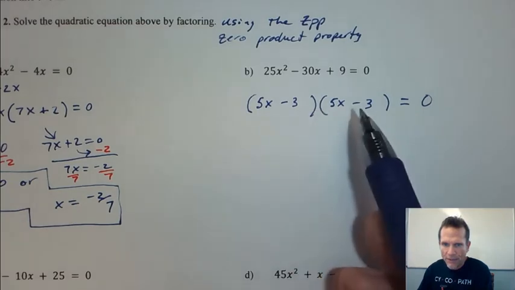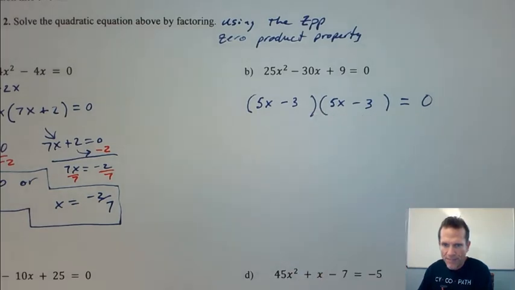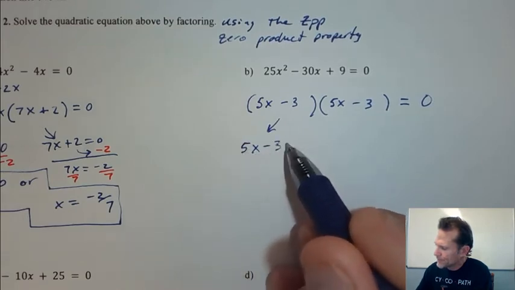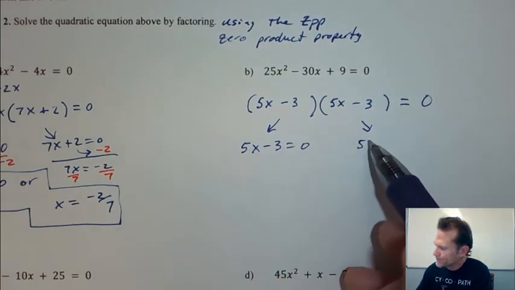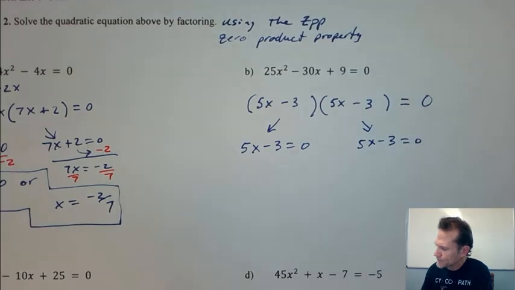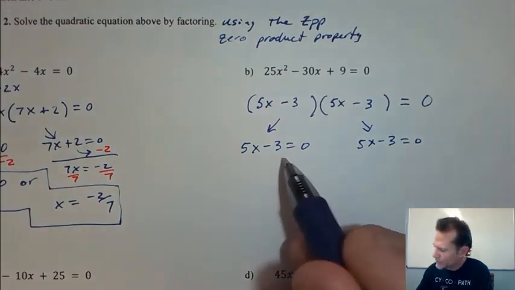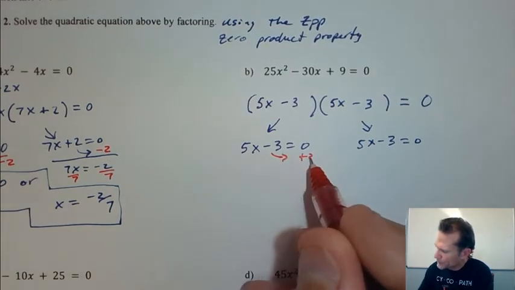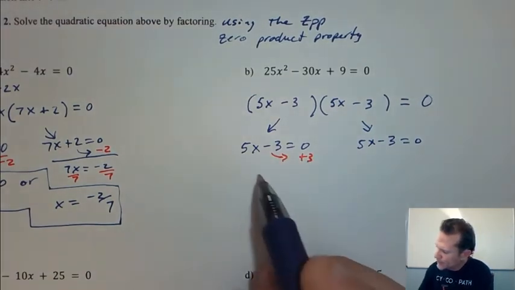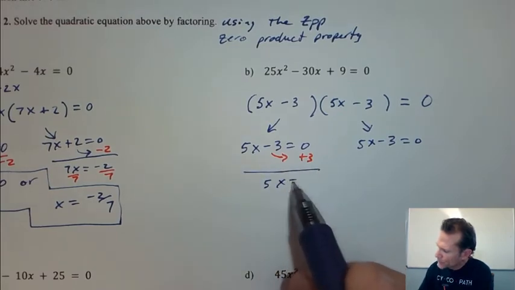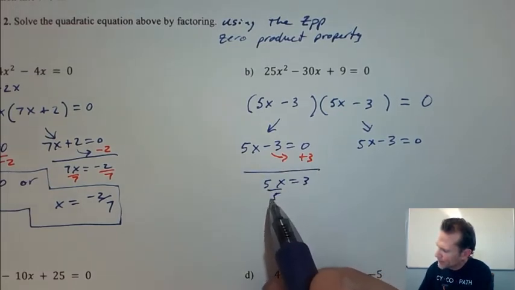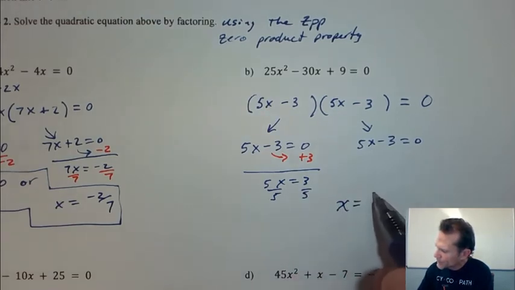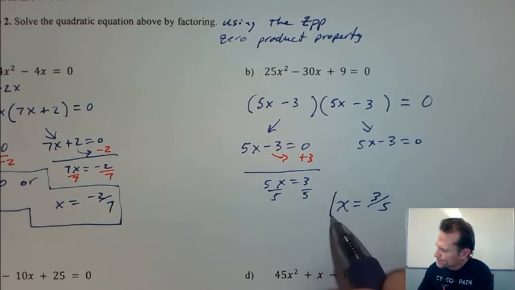And then I notice that my 2 linear factors are the same. So if I set this equal to 0 and set this equal to 0, I get the same thing. So I only need to solve one of these. So I'm going to move the negative 3 over and get positive 3. So I have 5x equals 3. Divide by 5, and x equals 3/5. Okay.